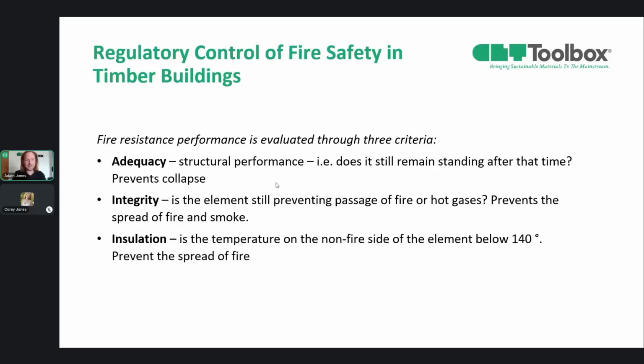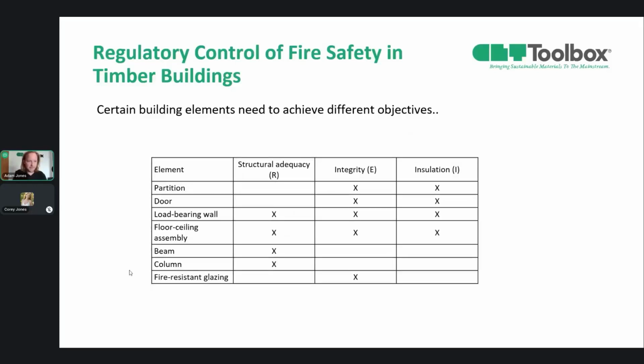Second is integrity. Is the element still preventing fire, or hot gases, from going from one compartment to the next? And then insulation is the temperature of the non-fire side below a certain temperature, again, to prevent the spread of fire. And if you look at different elements that go into a building, each one of these might have different goals. So if you've got a load-bearing wall separating two apartments, you want it to stand the whole time, but you also want to protect the fire from spreading to the adjacent apartment. If you're a column, you're obviously not separating anything, so it's just the adequacy that you're after. If you're a door, it's not carrying any load, so it's just integrity and insulation.